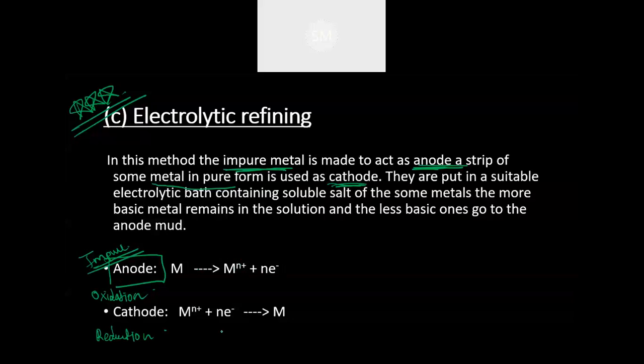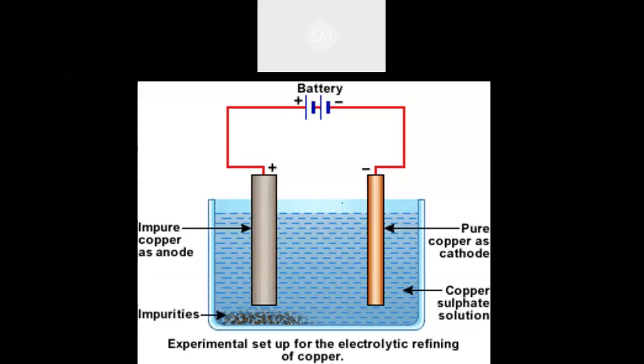Those n electrons lost will come towards the cathode side, and will be taken by the ions which are there from the solution. They will come and take that electron, get converted to metal, and get deposited there at the cathode. So let's see the schematic diagram of how it is.